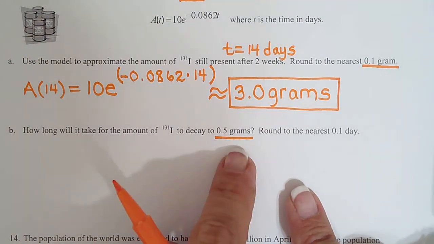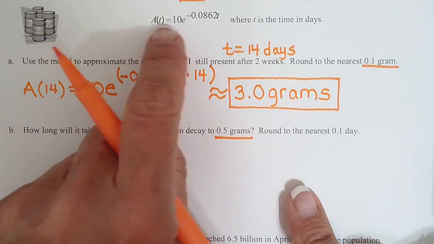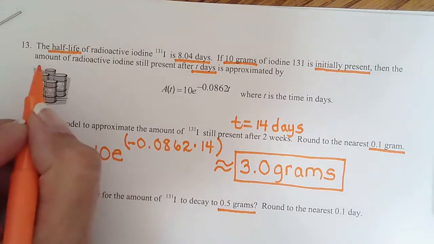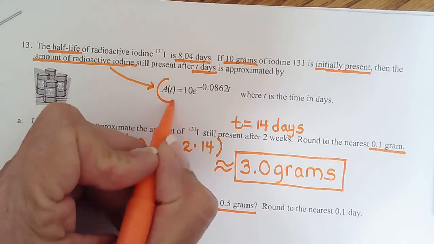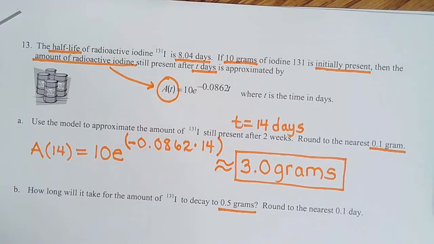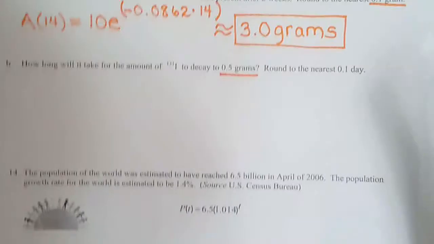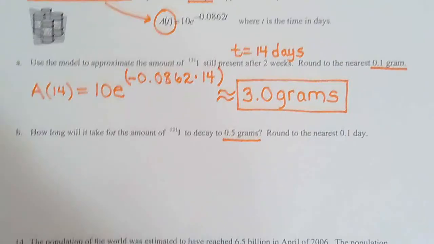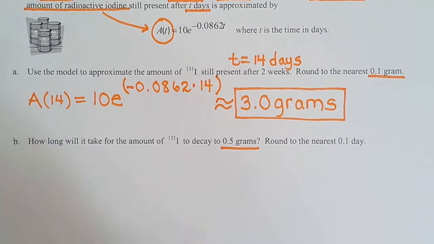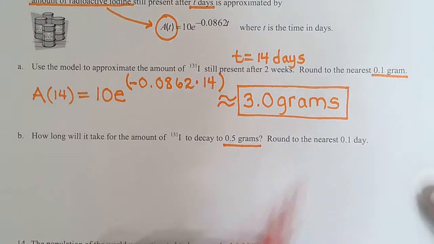So isn't this the amount? And look at our formula. Isn't this the amount? I told you right here, amount of radioactive iodine. That's this A of T. So that is where we have to put the 0.5. And that's when the problem gets a little bit harder. Why? Because then we're solving an exponential. It's not a plug and chug problem. So in place of A, and then round to the nearest tenth of a day.